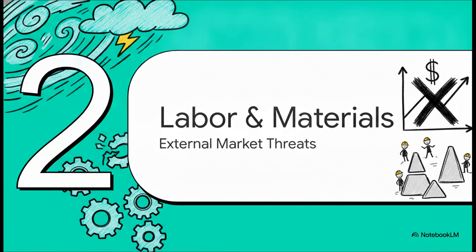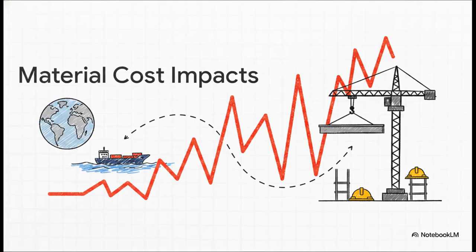The labor and material crisis, external market threats. Now we're moving into the macro-level issues out in the real world that we absolutely have to plan for. When we talk about volatile hard costs, we really have to zoom out and look globally. The cost of your essential building blocks, lumber, steel, copper, even oil availability, they are constantly shifting.